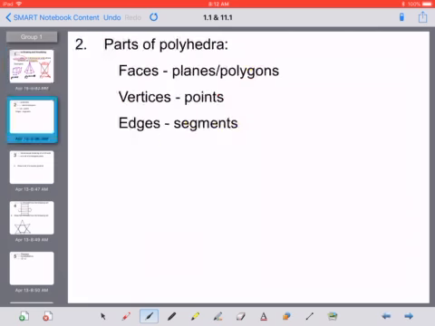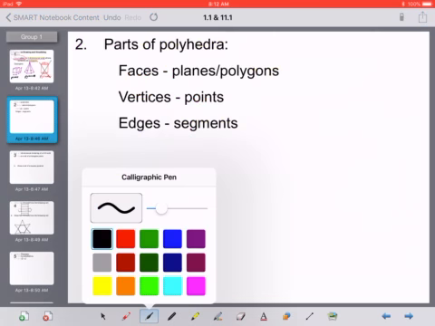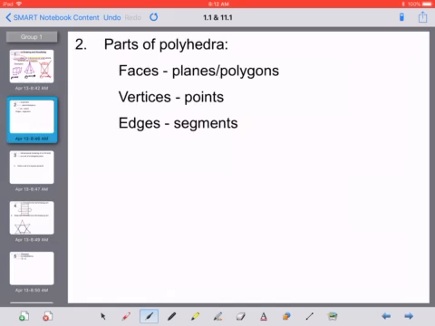Okay, so let's move on right here. Parts of polyhedra. There are basically 3 components that make up every one of them, and those are going to be the faces and the vertices and the edges of your polyhedron. So let's draw ourselves something right here. I'm going to stick with black right now, and then we'll do some color in here a little bit later.